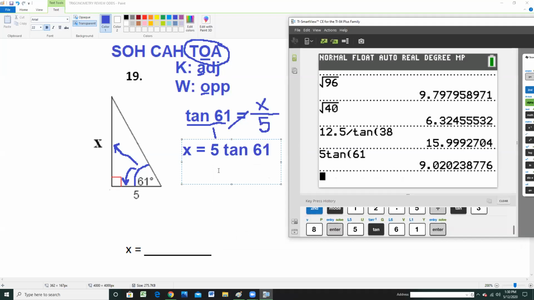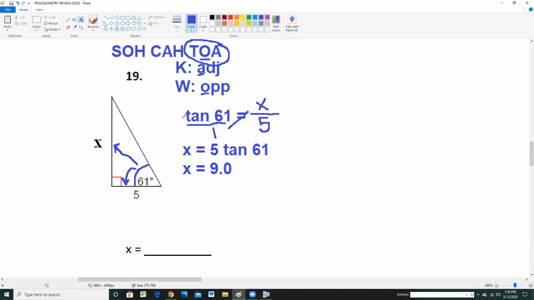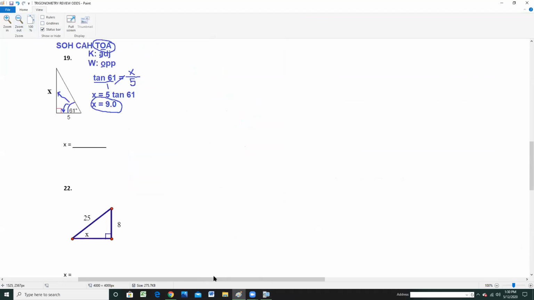All right, 9.0. Looks good to me. So it was actually just sort of a coincidence that we ended up using tangent both times there. We're doing odd numbered problems, and so it just worked out that way.